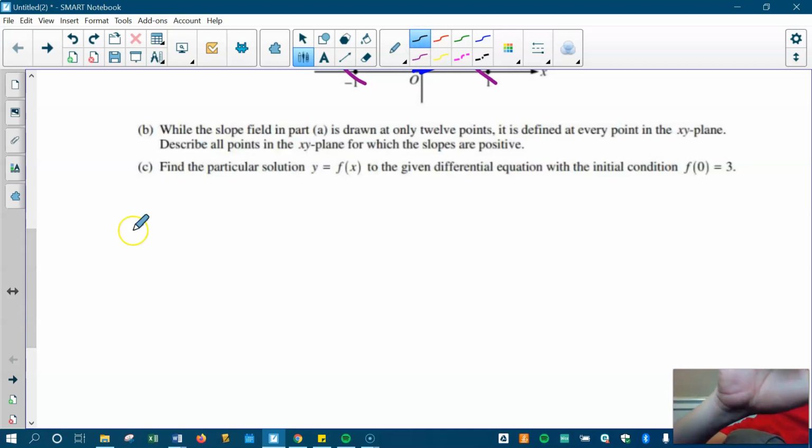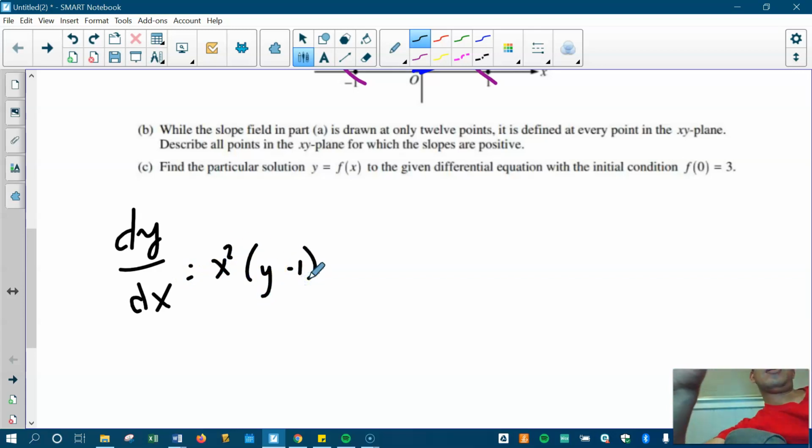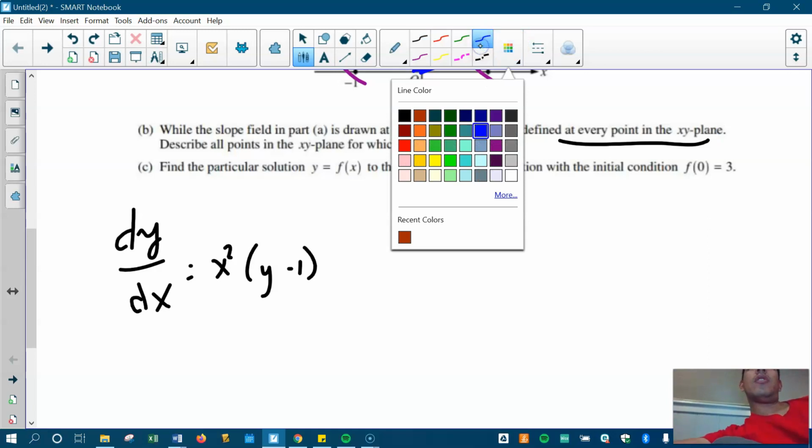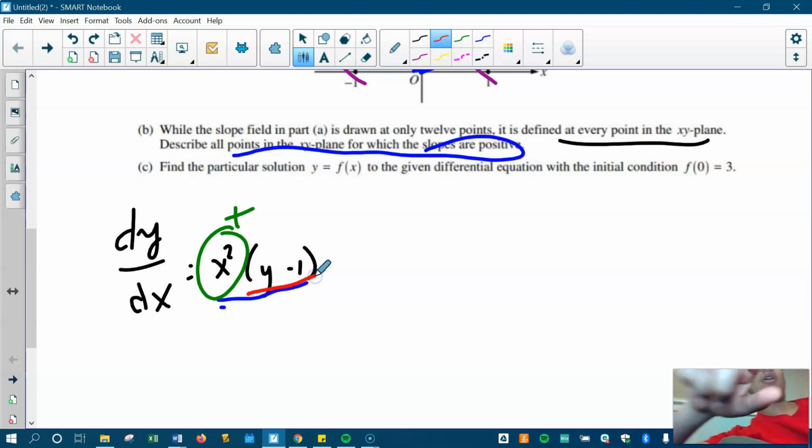It's dy/dx equals x squared times (y minus 1). Now it says the slope is defined at every point in the xy plane, meaning there are no undefined slopes at any point. It does say describe all points in the xy plane where the slopes are positive. Well, if the slope is positive, that means this value has to be positive. And I know you know that x squared is always positive. So really, the whole problem just hinges on y minus 1 being positive.